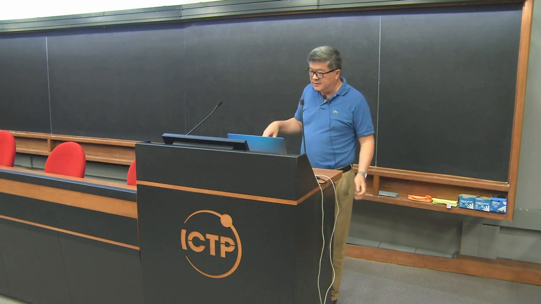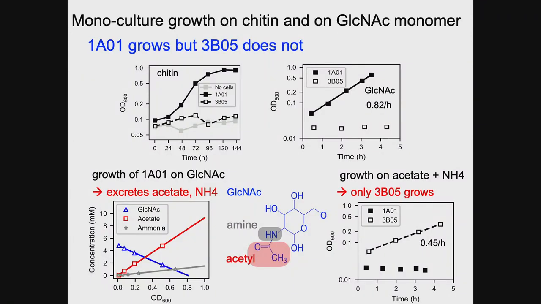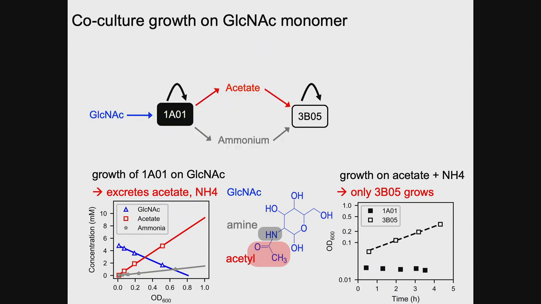Actually, the amount of acetate that's excreted is basically the sum of what you expect out of an acetate overflow metabolism, plus the acetate it gets out of every GlcNAc molecule, plus it excretes something a little bit more. So that's the base state we are talking about, and this leads to a very simple scenario of commensalism.